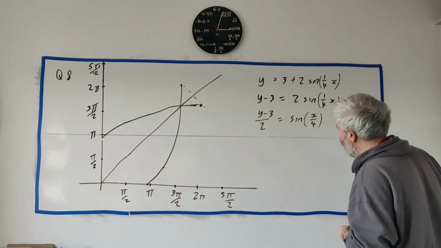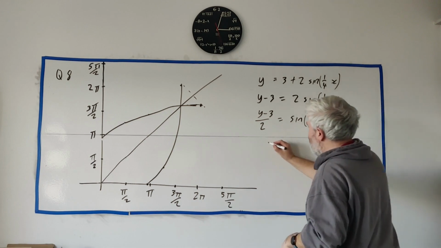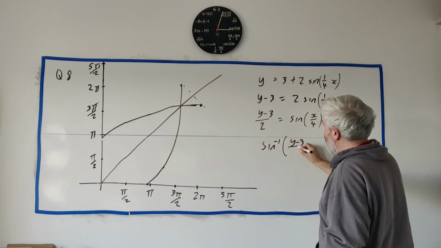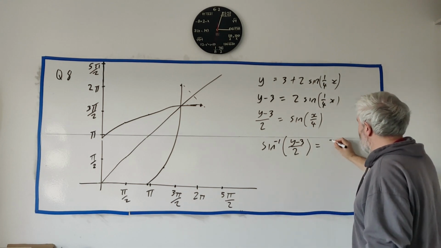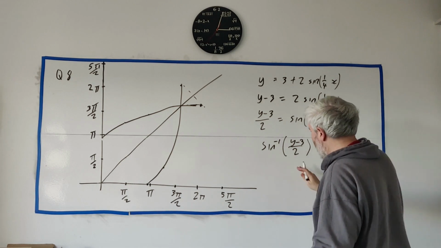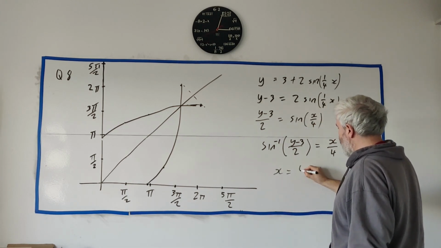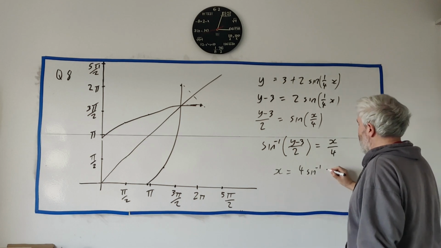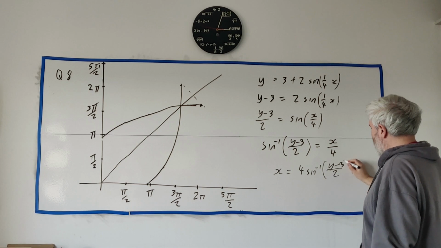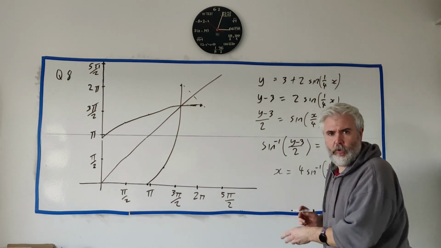I'll just write that as... Get rid of the sine. Let's take the inverse sine of both sides. So I get the inverse sine of (y minus 3) over 2 is equal to x over 4. And multiply both sides by 4. And let's just write it the other way around as well. x is equal to 4 times inverse sine of (y minus 3) over 2. And that's, I would accept this as full marks.